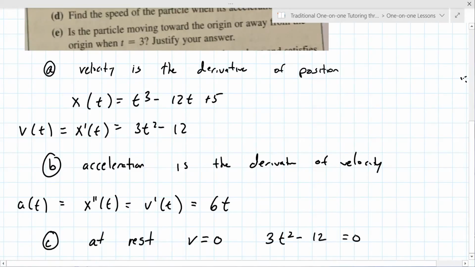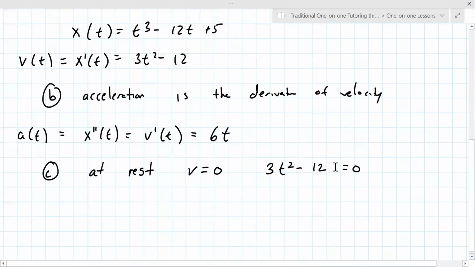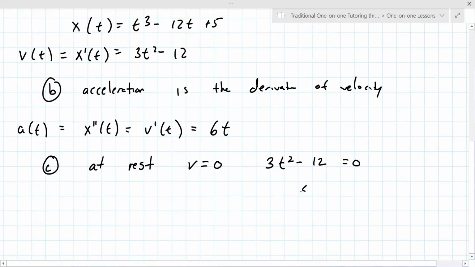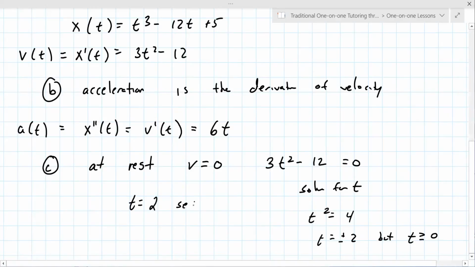Yes, but it's possible that they could give you something where they give you velocity, and you have to know to use that. So you have to solve for t here. And you should find that t squared equals 4. So t equals plus or minus 2, but t is defined only for positive values. Only positive 2. So t equals 2, and you have to put a unit on here, seconds. The particle is at rest.